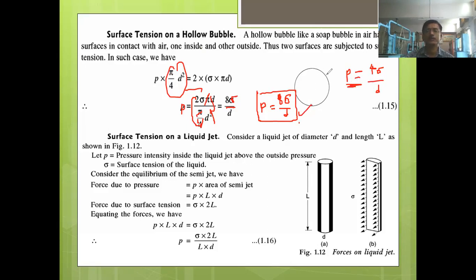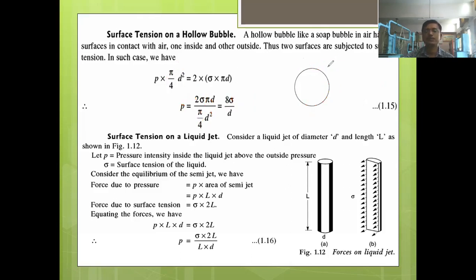Because the pressure intensity inside this hollow bubble is greater, it is unstable and it will easily break. Because the pressure inside this thin film is very large as compared to the atmospheric pressure, it will try to achieve stableness or minimum energy. So because of that, it will burst and collapse.